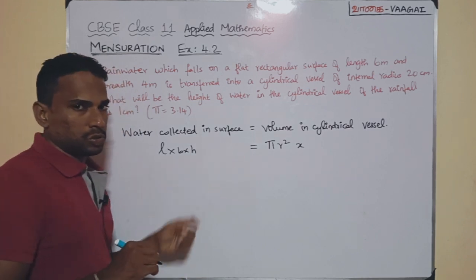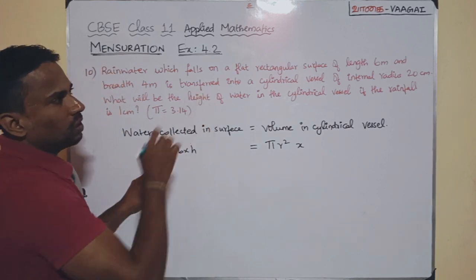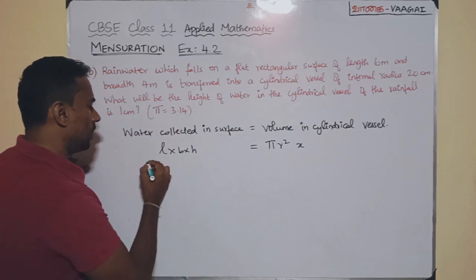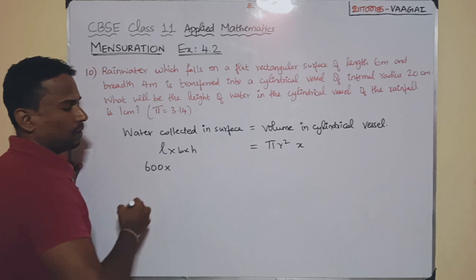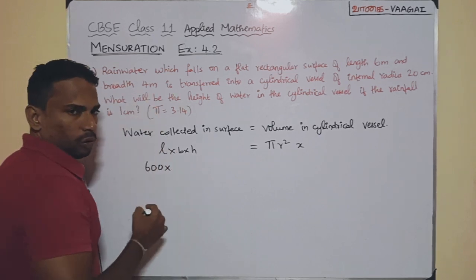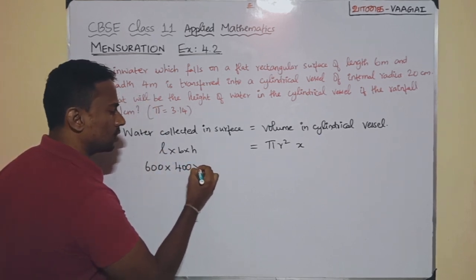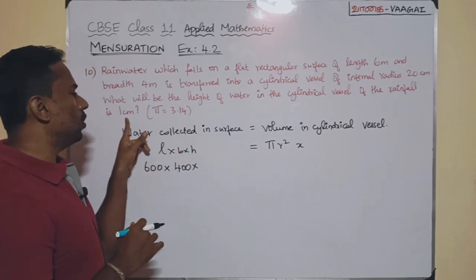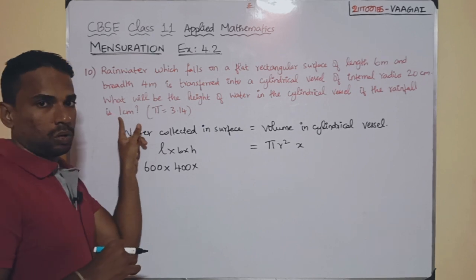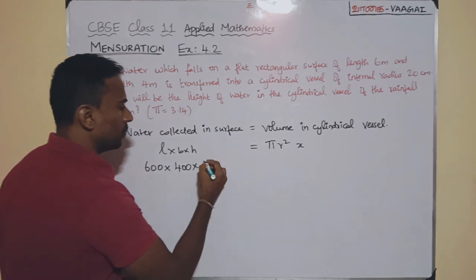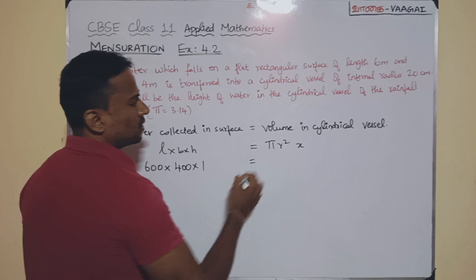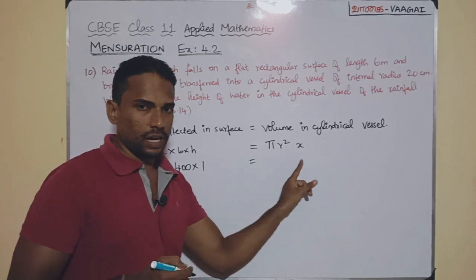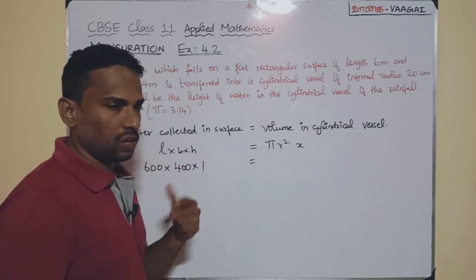Okay, yes. Now let's carefully substitute the values. What about the length of the cuboid here? It's going to be 6 meters, so I'll take it to be 600 centimeters, multiplied by breadth, which is 4 meters, so this is going to be 400 centimeters, and height means the height of the rainfall, that is going to be 1 centimeter only. Okay, this is 1 cm, please note it carefully. So this will be same as, now come to the right hand side, I have pi r square into x. X is the height of the cylinder which we need to find.